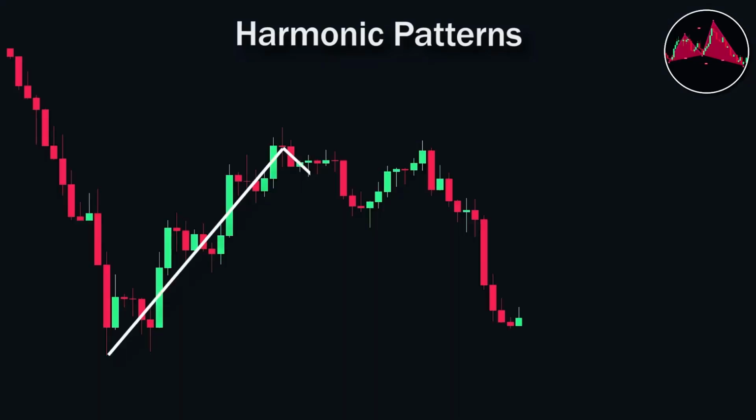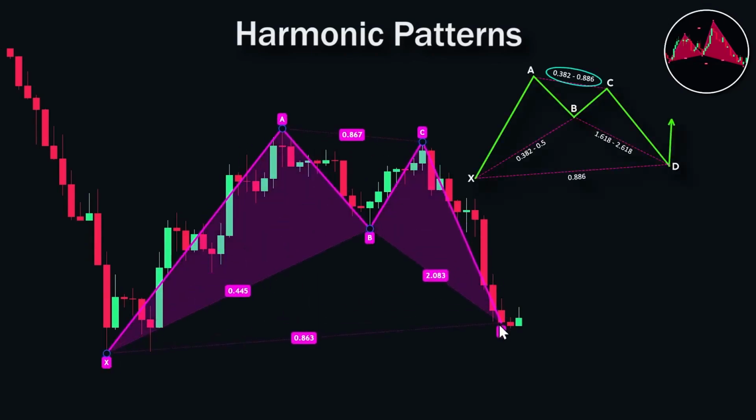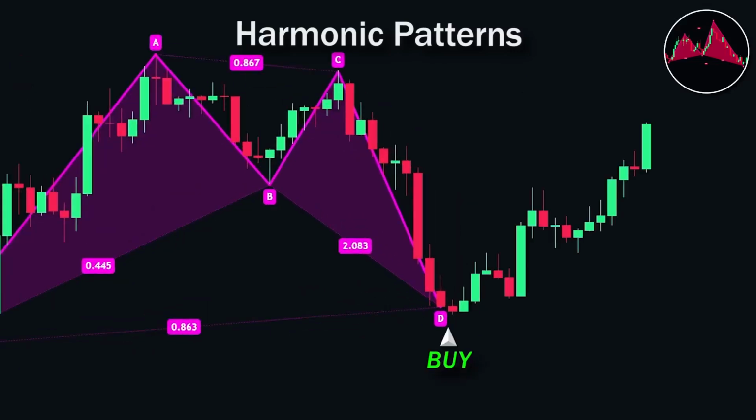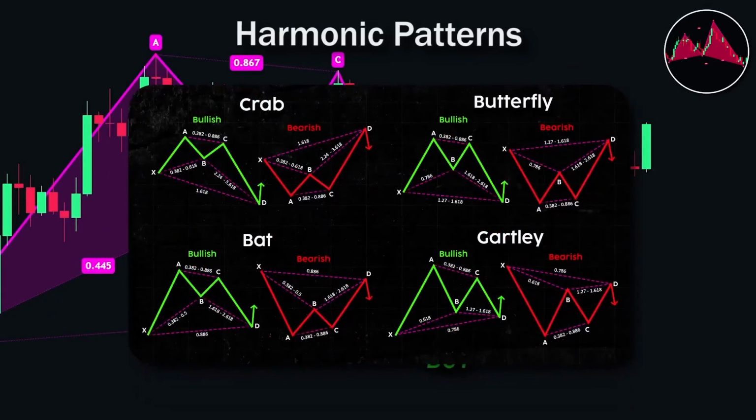So, if you see a price forming a series of 4 movements, you can apply the harmonic pattern tool to check if the price that formed matches a pattern's guideline. If it does, then you can take a position based on the pattern that formed. There are multiple harmonic patterns that exist. Most notable are butterfly, bat, crab, and each have their own unique values.